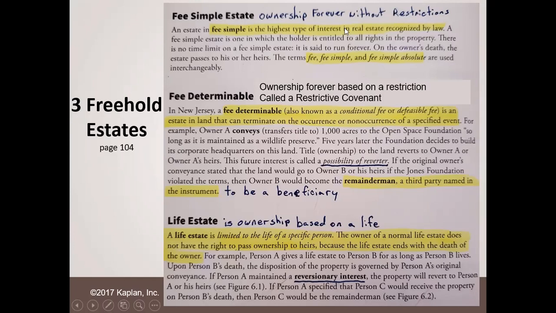It's the highest type of interest in real estate that's recognized by law. It goes by fee simple, or fee simple absolute. The highest form of ownership recognized by law. It's ownership forever without restrictions. Owner forever.